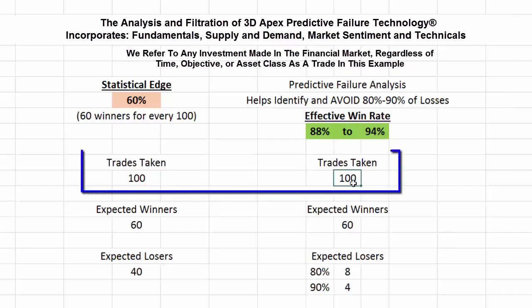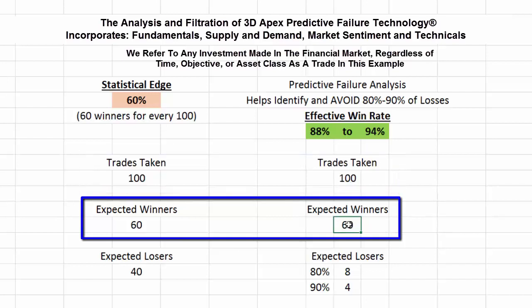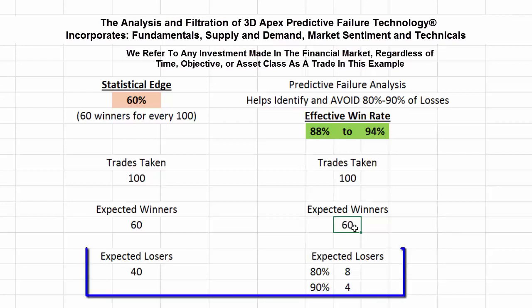Same 100 trades offered by the market. You're still going to see the same number of winners. You can't manufacture more winners. Predictive failure analysis is a layer of analysis which sits on top of your statistical edge. So you still have the same 60 winners, but look at what happens to your losers.